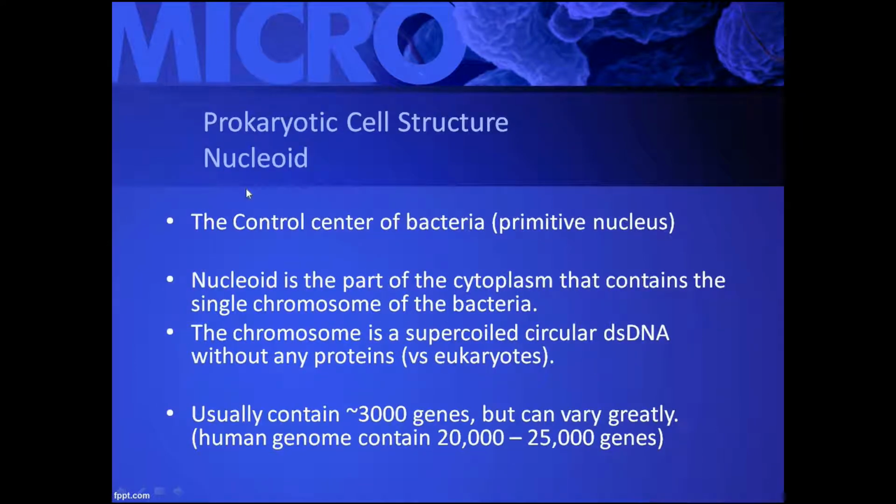Moving on to nucleoid. The nucleoid, as we said, is the primitive nucleus, the control center of the bacteria. A nucleoid is a part of the cytoplasm that contains a single chromosome of the bacteria. The chromosome is a supercoiled, circular, double-stranded DNA without any proteins. This is versus the eukaryotes. The chromosome contains usually around 3,000 genes, but this number can vary greatly. In comparison, the human genome contains from 20 to 25,000 genes.